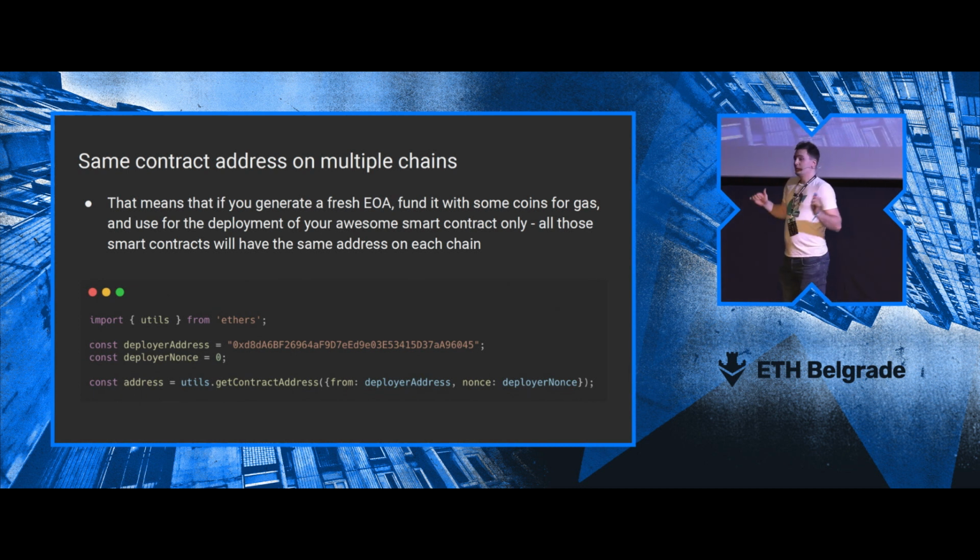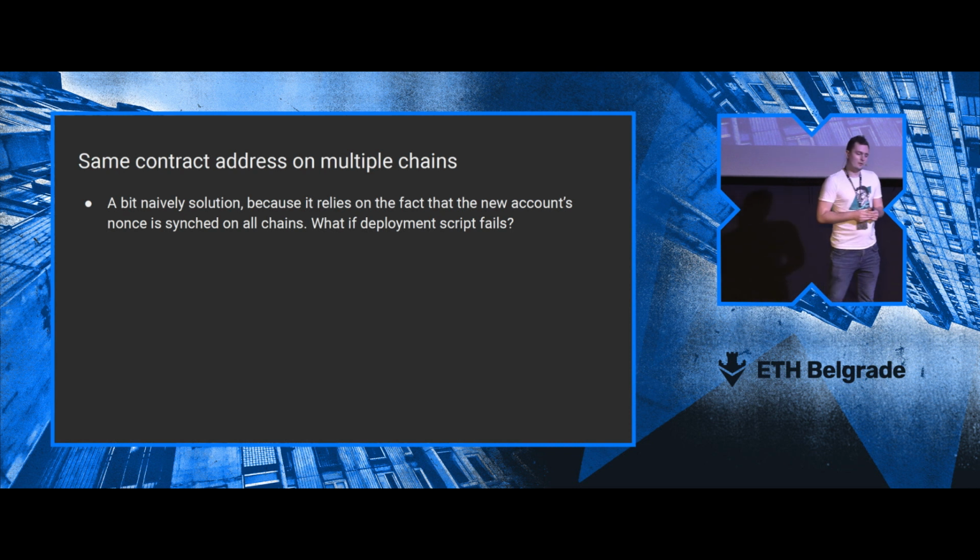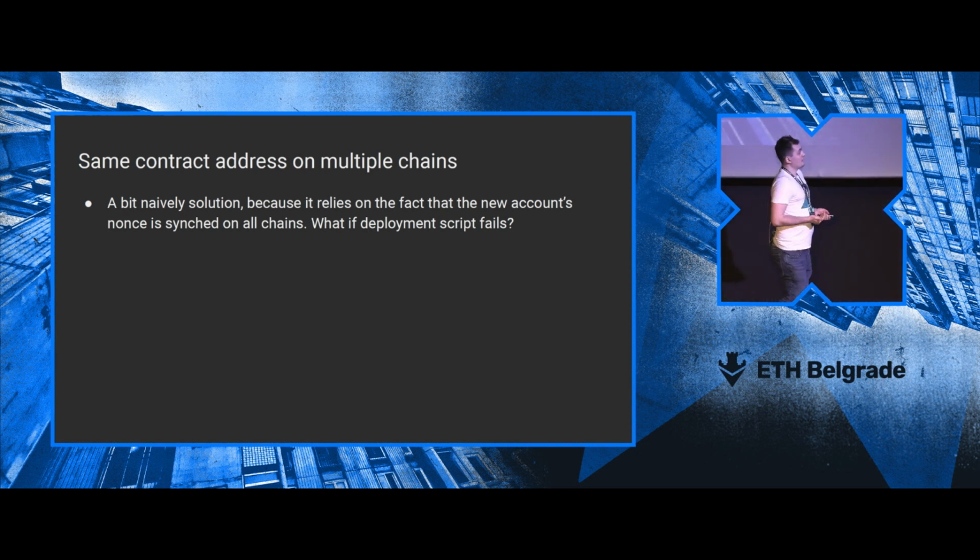Okay, this is cool, right? Easy to do, but it's not very sustainable. And why? This solution, as stated on this slide, is a bit naive, because it relies on the fact that the new account's nonce is synced across all chains. So what if we have some transaction in the middle? What if our deployment script fails?